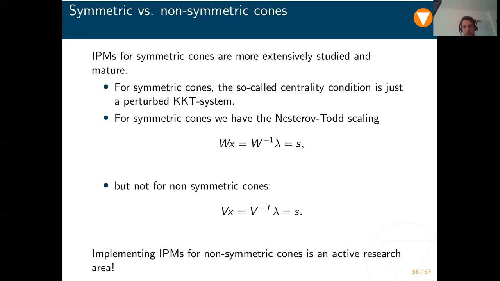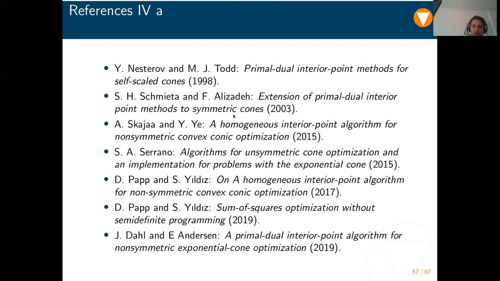Okay, some references. Oh, I said that here. This is a bit of the history, if you wish, about interior point methods for conic optimization. The first two are precisely about symmetric cones, and they date back a bit more than the very recent activity which we have on non-symmetric cone optimization.